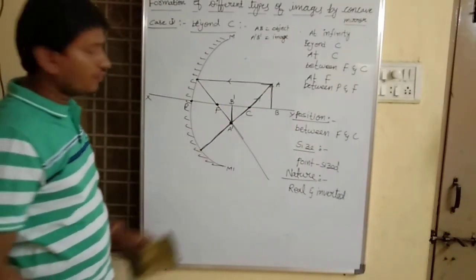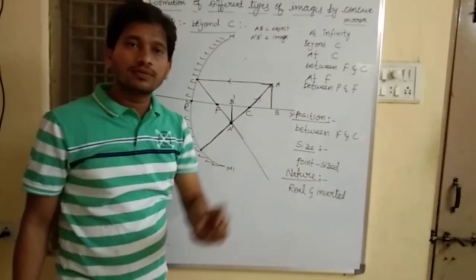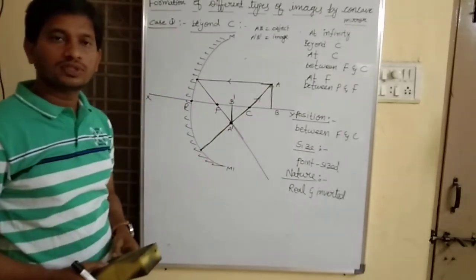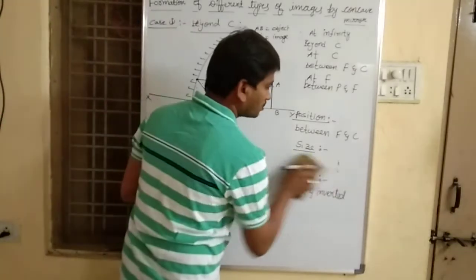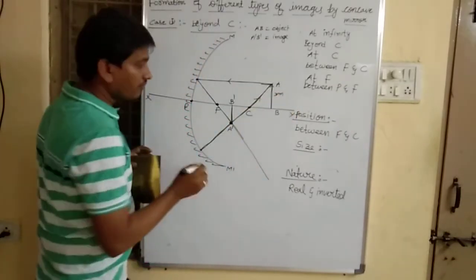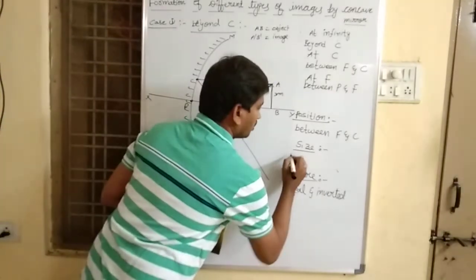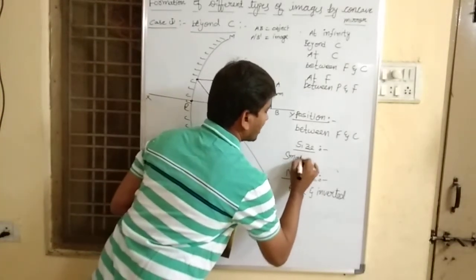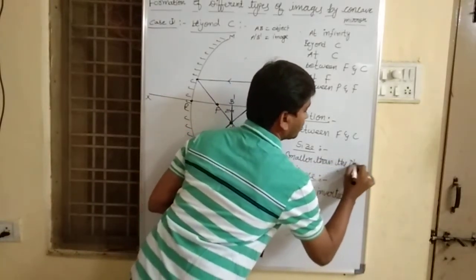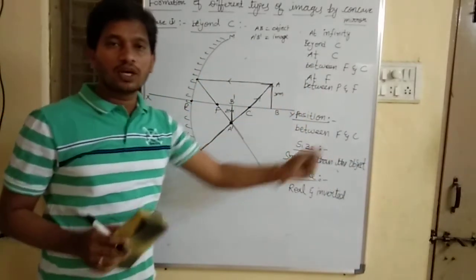What about size? If you observe here, the object is a little bit magnified, but we got the image smaller than the object. The size of the image is smaller than the object. If the object is 3 cm, then the image is only 2 cm.